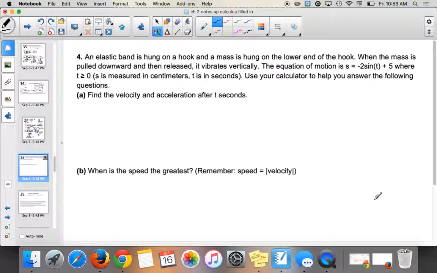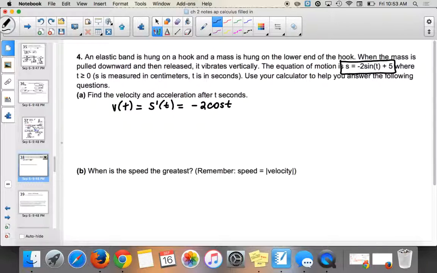So it says when the mass is pulled downward and then released, it vibrates vertically. The equation of motion is s equals negative 2 sine of t plus 5, where t is greater than or equal to 0. s is in centimeters, so it's some kind of distance, or displacement, and t is in seconds. So use your calculator to help answer the following questions. So find the velocity and acceleration after t seconds. We're not going to do anything on our calculator here, we're just going to find the derivative of our position function to get velocity. So the derivative of negative 2 sine of t plus 5 is going to be negative 2 times cosine of t.